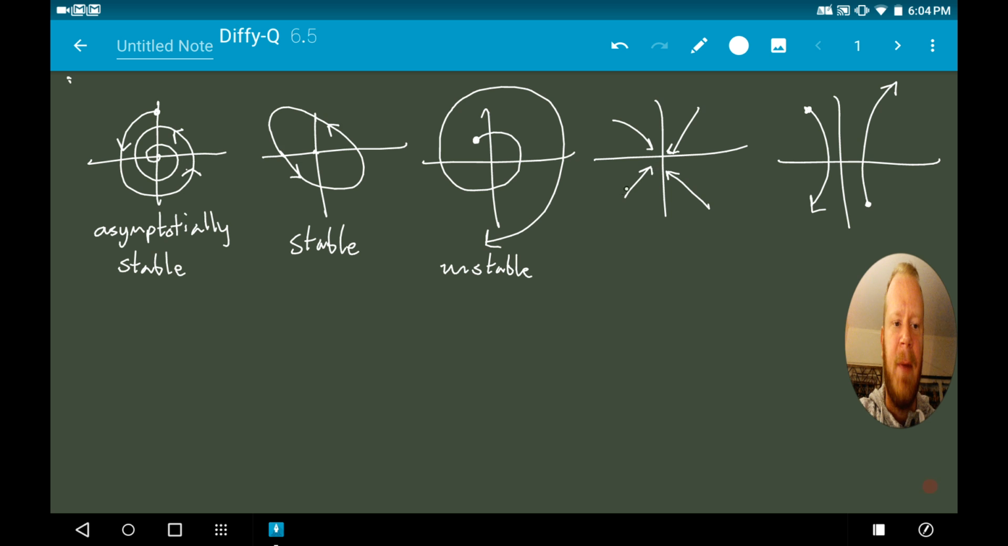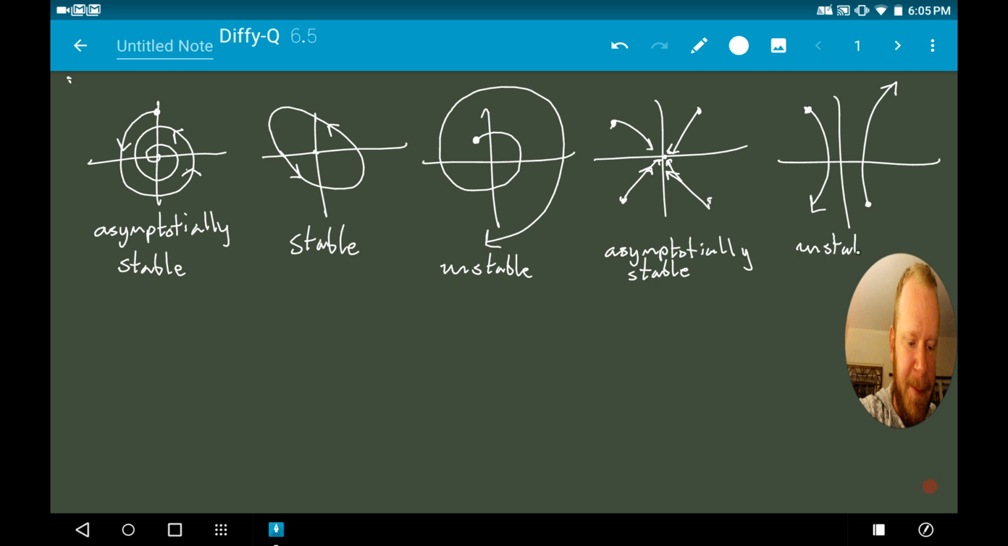And this one here is asymptotically stable. The reason for that is any point that I pick here is eventually going to reach that equilibrium point. So as t goes to infinity, it's just going to travel right to that equilibrium point. So this one's asymptotically stable. This one, however, is unstable, because if I pick a particular point here and let t go to infinity, it's going to fly off to infinity just like this one did. So we're going to say this one's unstable.